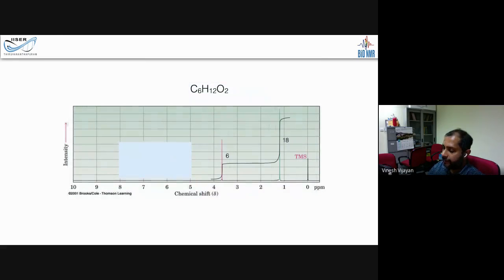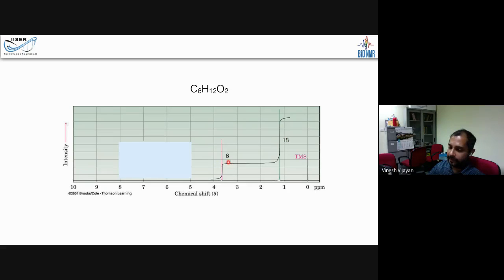Another one, C6H12O2. Again, you see the TMS peak. Do not integrate the TMS peak. You integrate the pink one and you integrate the green one. So there are 2 signals, 6 and 18. Again, you see that the signal at 1.2 ppm, 18, is thrice this.